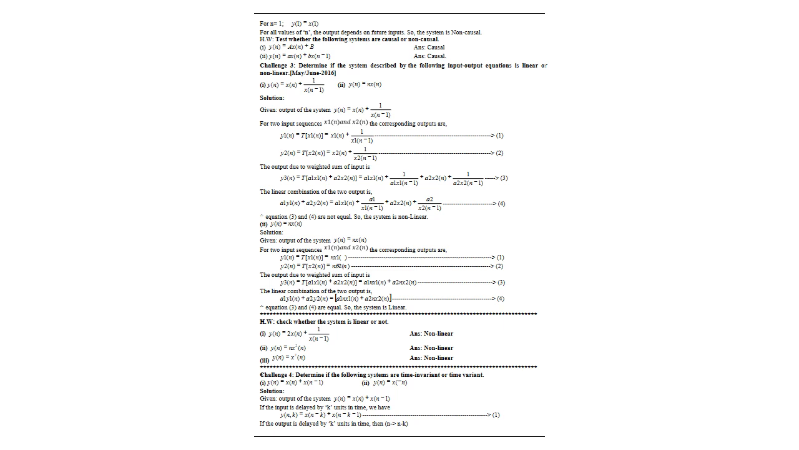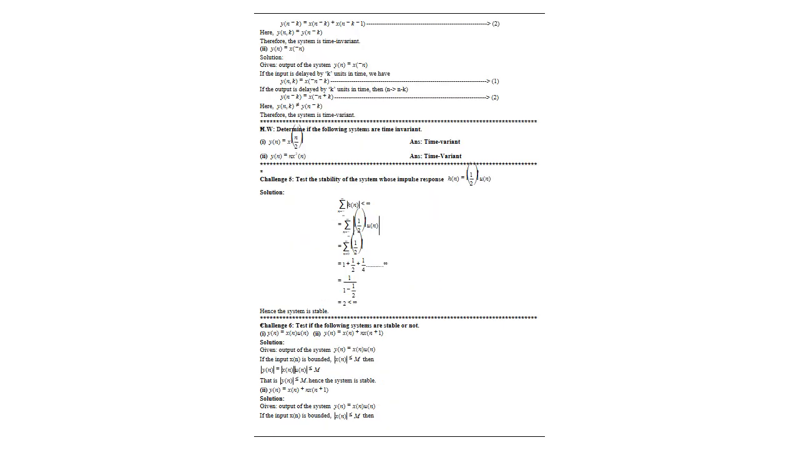Next, check whether the following systems are time invariant or time variant. That is, y of n equal to x of n plus x of n minus 1, and y of n equal to x of minus n. If the input is delayed by k units in time, we have y of n comma k equal to x of n minus k plus x of n minus k minus 1. Now the output delayed by k units in time: y of n minus k is equal to x of n minus k plus x of n minus k minus 1. So y of n comma k is equal to y of n minus k. So the system is time invariant.